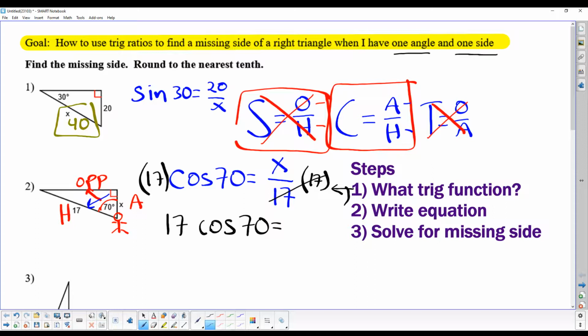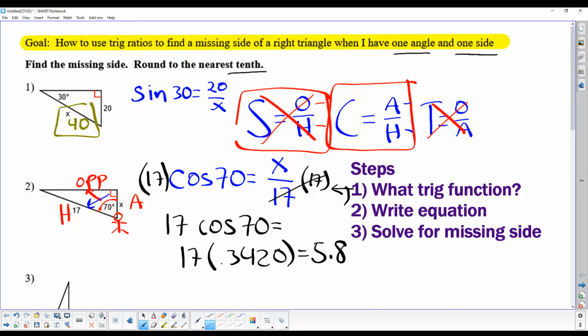Cosine of 70 is, hold on, the 17 is here. Cosine of 70 is 0.3420. So now I do 17 times that, times 17, and I get 5.81. Nearest tenth, right? So 5.8.